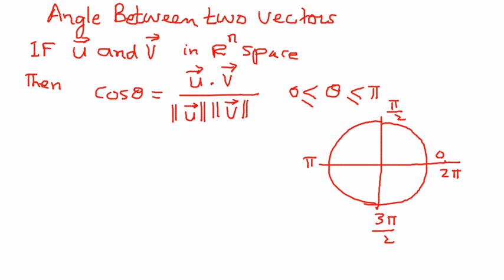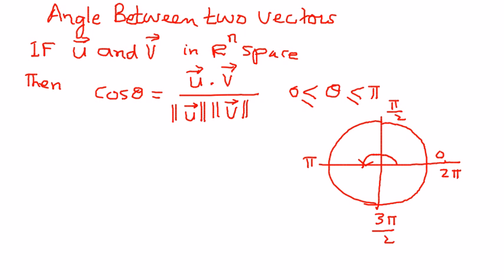So theta could be between 0 and pi, like that. Between 0 and pi. Okay, so that's what that theta greater than or equal to 0 and less than or equal to pi indicates.